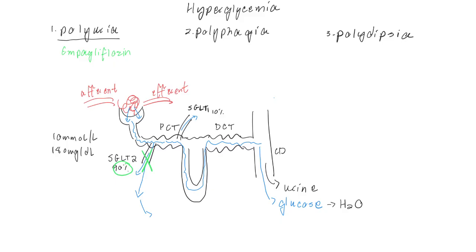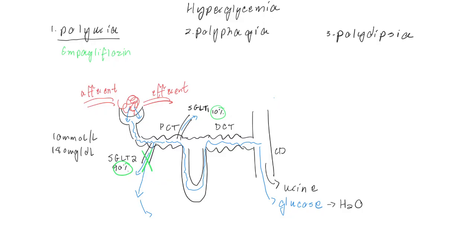It doesn't block SGLT1, this remaining 10%. So that's what this oral anti-diabetic does. It makes it so that you're not reabsorbing glucose, and you might actually get a mild diuretic effect from empagliflozin. And now we can understand why, because we have more particles of glucose reaching the collecting duct. So that's polyuria. That's one of the signs of hyperglycemia. That's why we care about it.